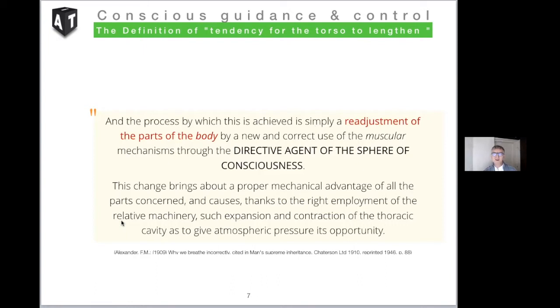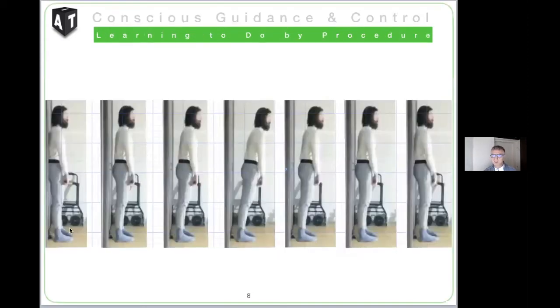So, the directive agent of the sphere of consciousness. The directive agent is the agent that sets the instructions. It's the agent that guides how we are going to use the relative machinery. So here is an example. This is an example of the wall procedure.